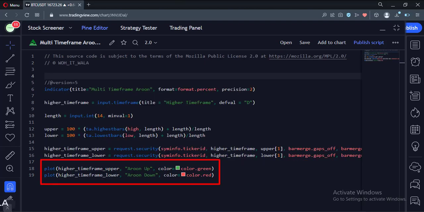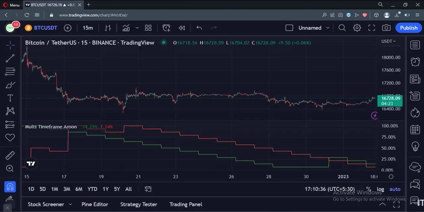And finally, we plot these 2 lines. Let's add this indicator to the chart. As you can see, right now we are on the 15 minutes chart, but we are seeing the data from the daily timeframe. When the green Aroon line is near 100%, the trend is bullish. And when the red Aroon line is near 100%, the trend is bearish.